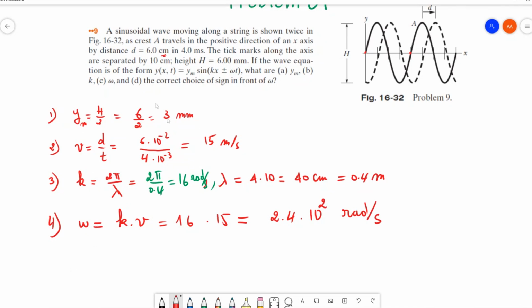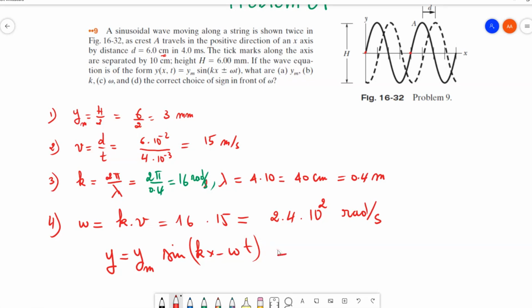Now I can write what is the correct choice of the sign in front of omega. So y is equal to ym sine kx minus omega t. Here I choose the sign minus. Why do I choose the sign minus? Because the wave is going to the right.